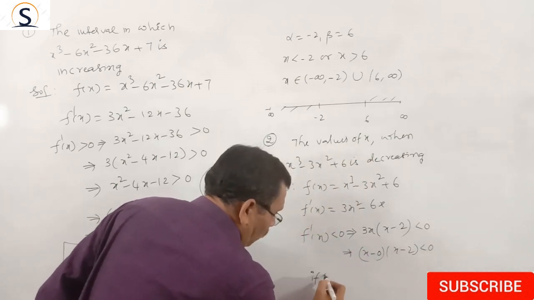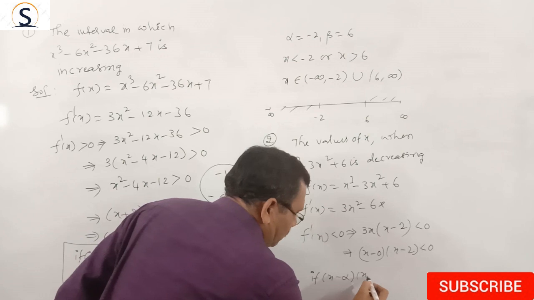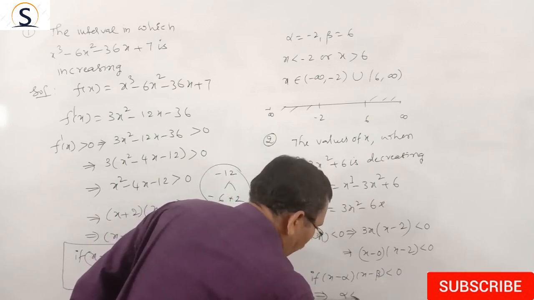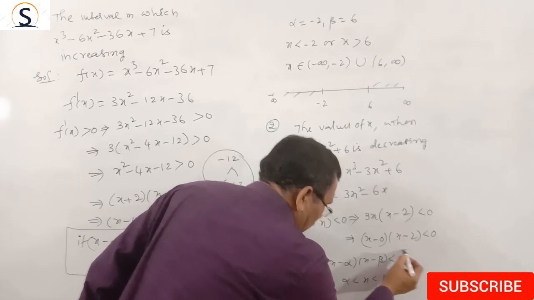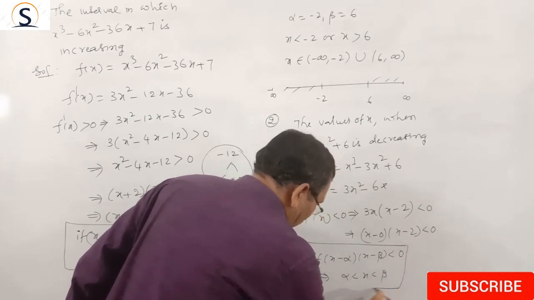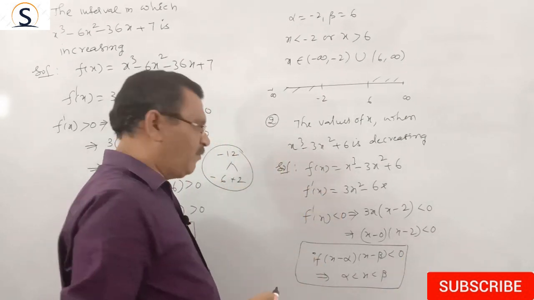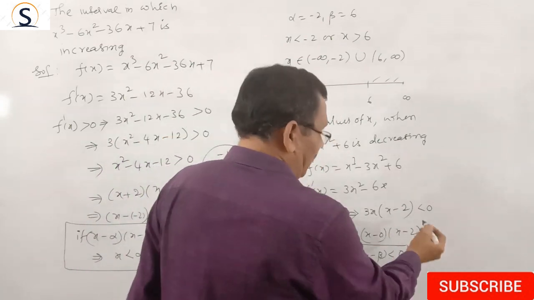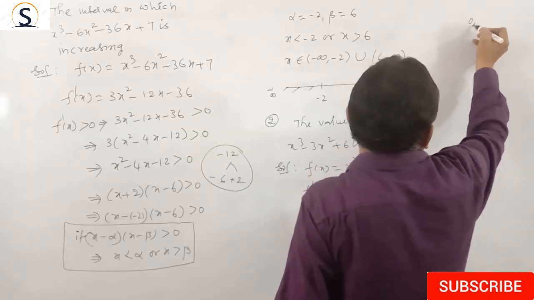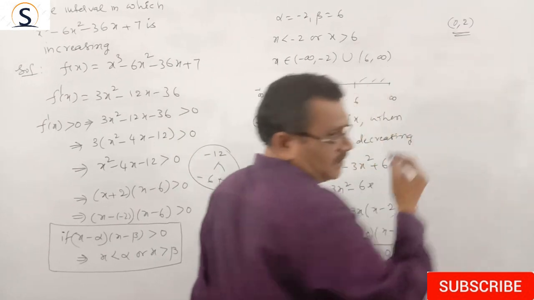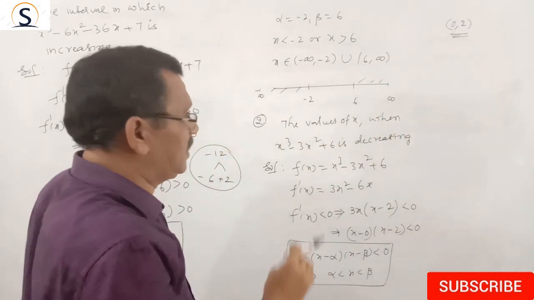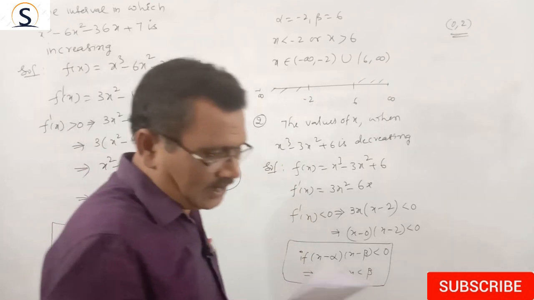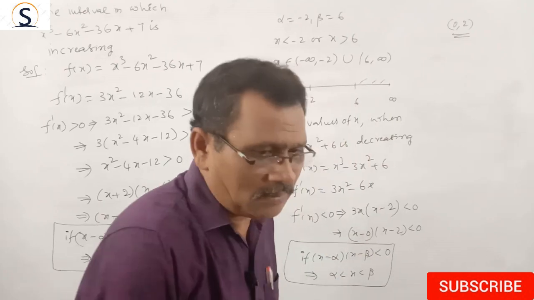So here is one formula: x minus alpha into x minus beta less than 0 implies alpha less than x less than beta. That means the x value is lying between alpha and beta. Therefore, alpha is the smallest and beta is the largest. Therefore, the interval is (0, 2). So, (0, 2) is the answer. In this interval, the function is decreasing. So, that was the increasing problem and decreasing problem. Then, we'll go to the next problem.